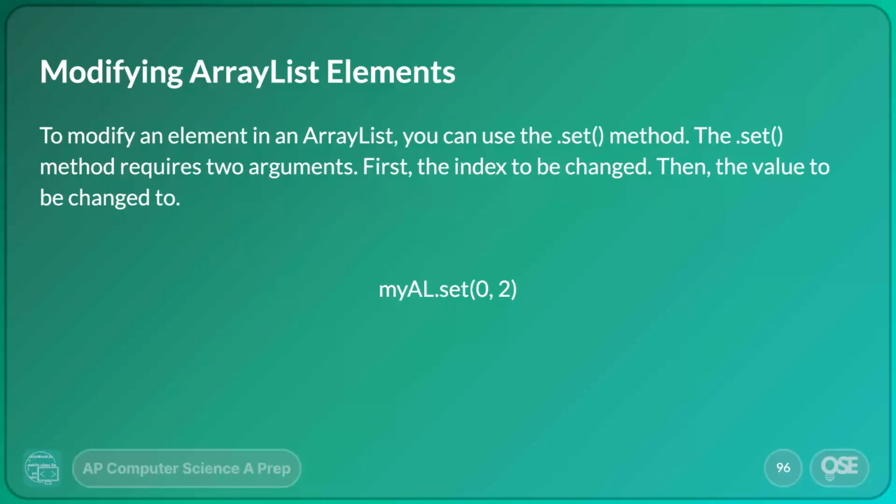To modify an element in an array list, you can use the .set method. The .set method requires two arguments. First, the index to be changed, and then the value to be changed to. For example, here, if we want to change the first element in our array list to the value 2, we can use myAL.set(0, 2), where 0 is the index and 2 is the value to be changed to.